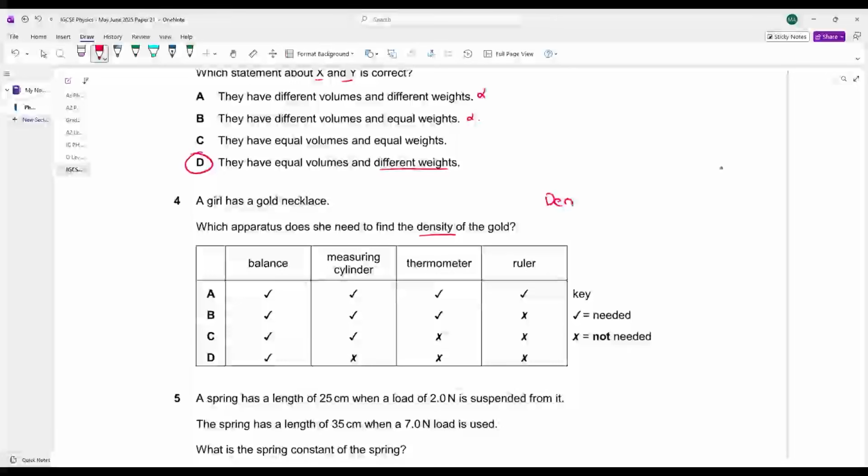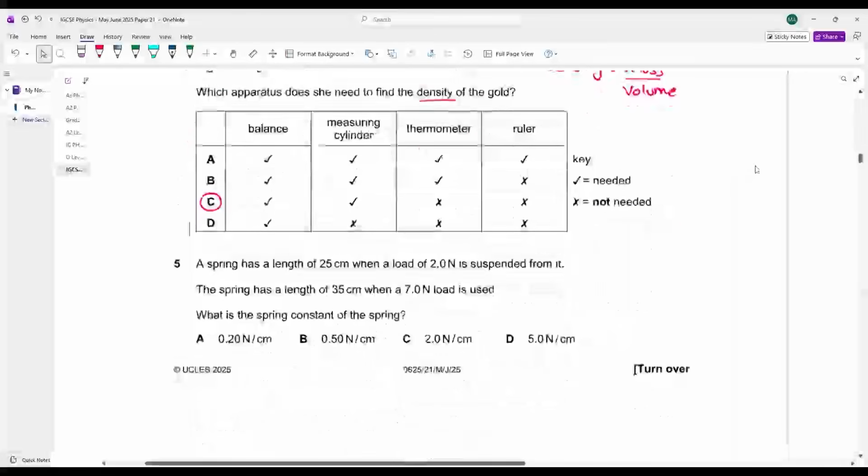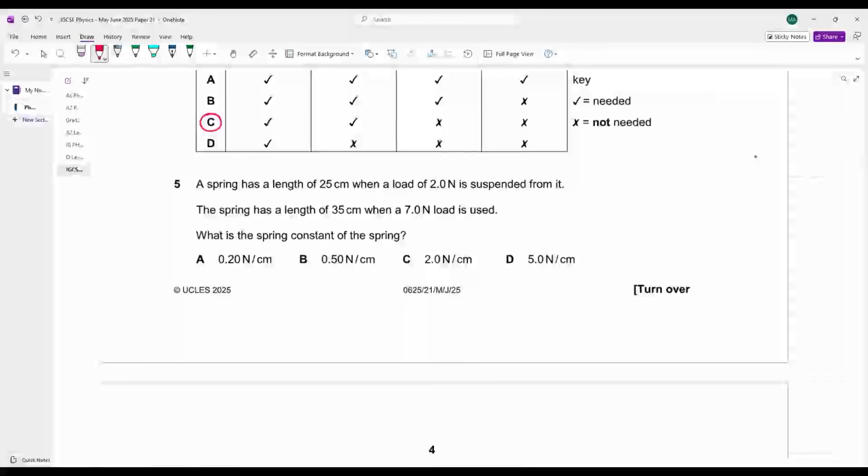Density का क्या formula होता है बेटा? Density is equals to mass over volume. How can you find the mass? Using a beam balance. Volume कैसे find कर सकते हो? Using a measuring cylinder. C is your answer. If you have both these things, you can easily find out the density. Let's move on to question number 5.